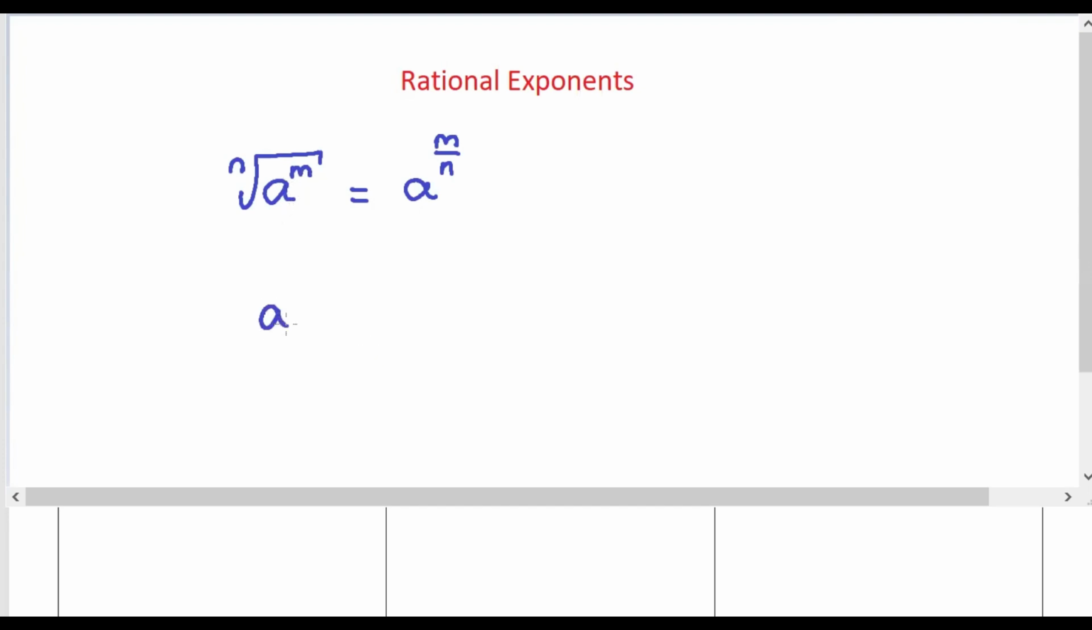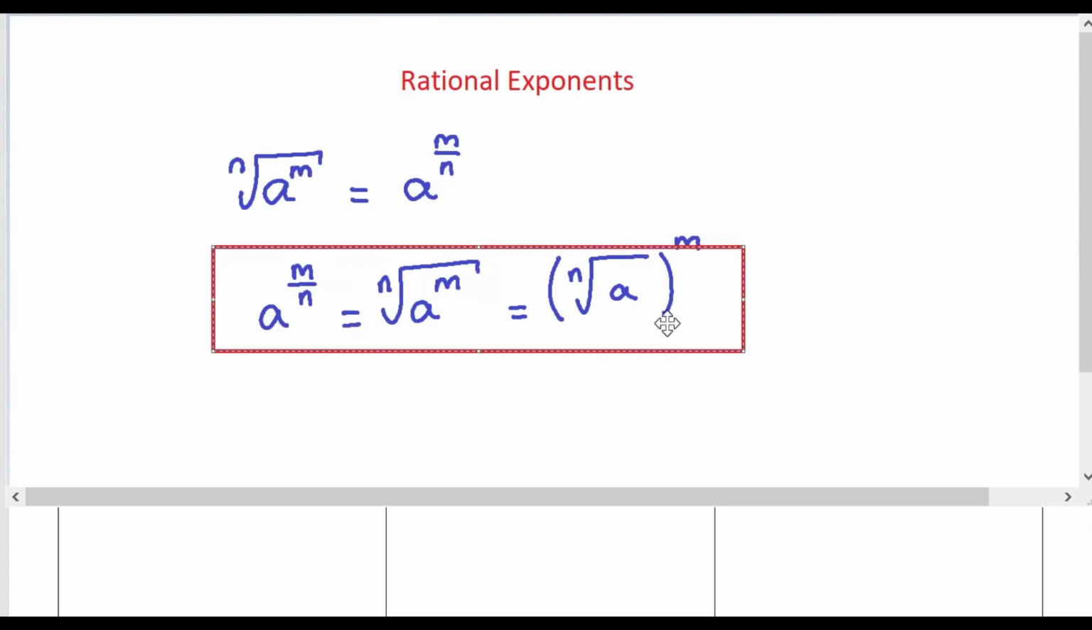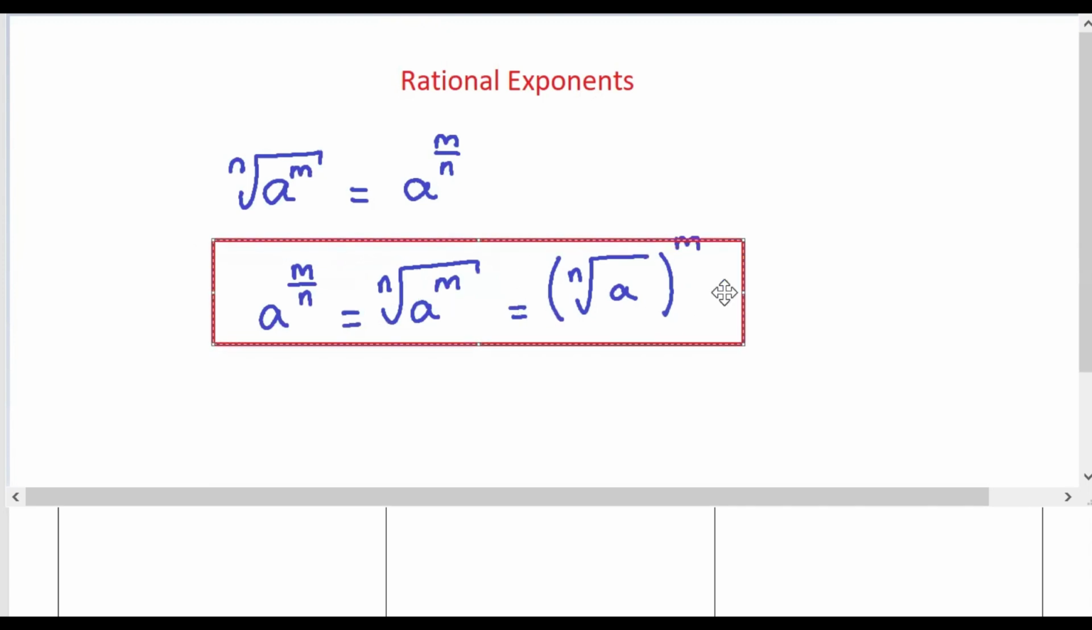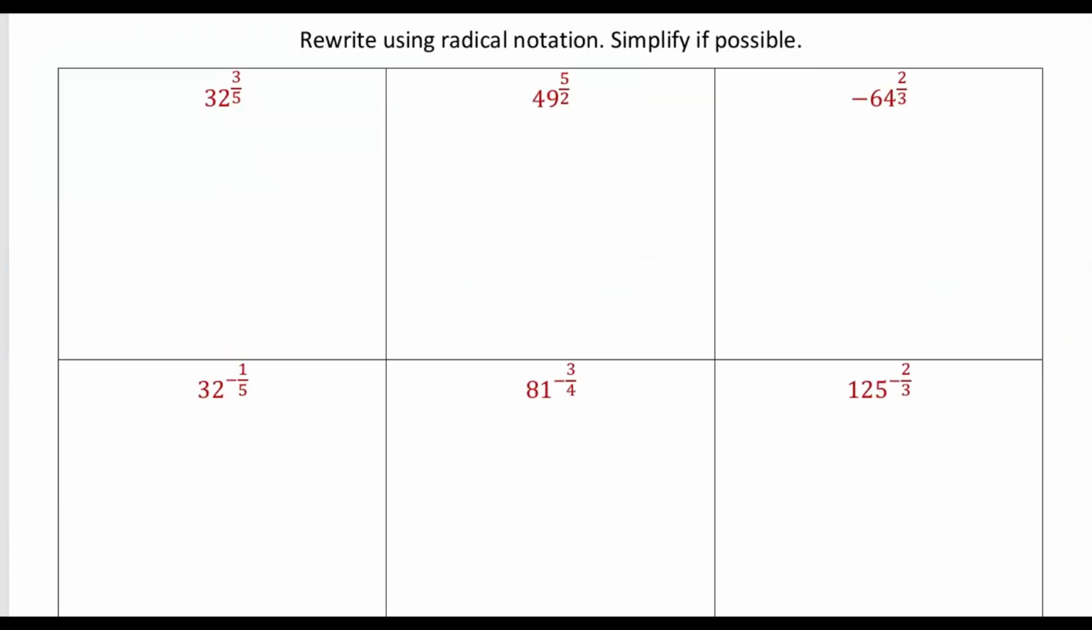So whenever we see a raised to the power m over n, a rational number, we can either say this is a to the m in nth root, or we can first take the nth root of a and raise it to the mth power. Both notations are accepted. Now let's look at these examples.